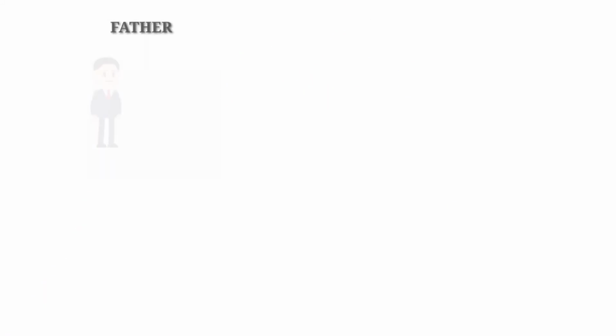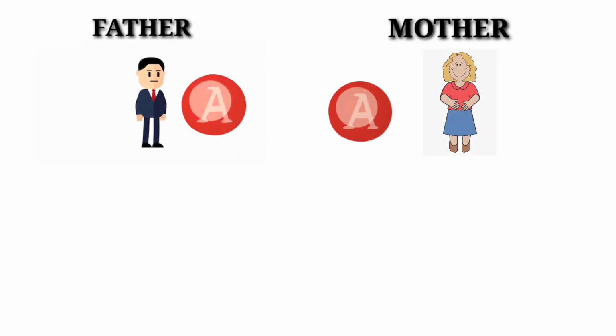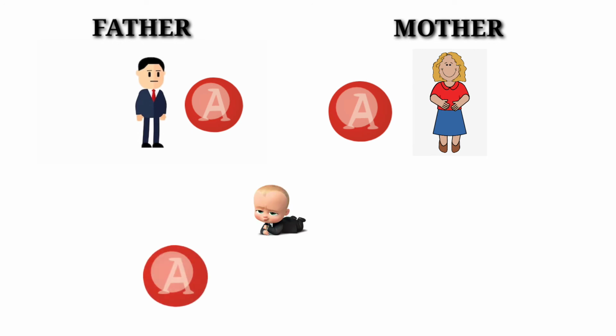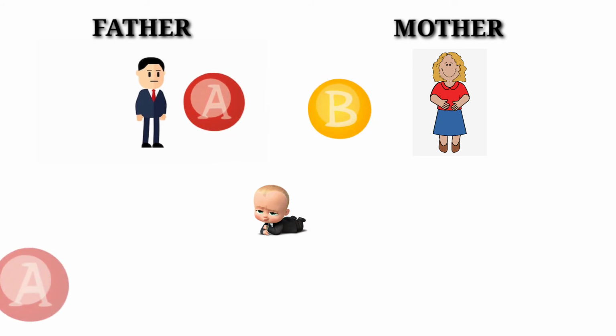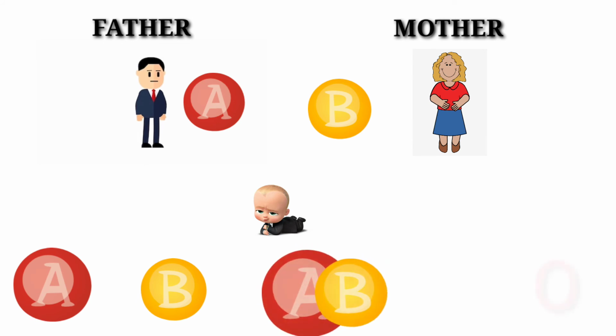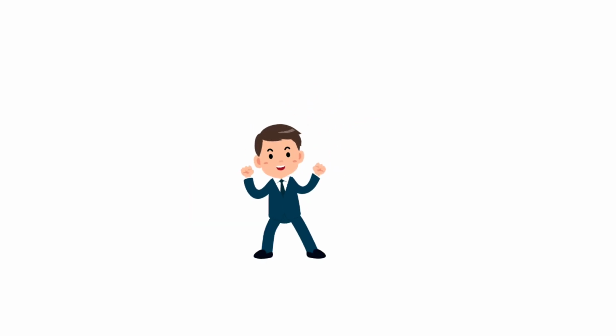Do you know how the baby's blood group is determined? Consider father and mother both have blood type A, then their baby's blood group could either be A or O. But in case both the parents have blood group O, then the child's blood group should be O. In another case, father's blood group is A and mother's blood group is B, then the baby's blood group can be A, B, AB or O. This is how the blood group of a child is determined on the basis of the ABO blood group system.